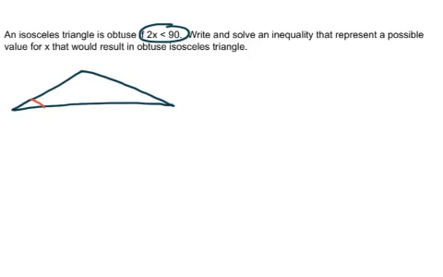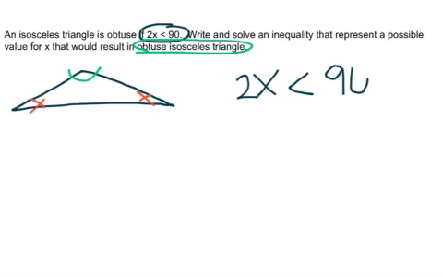So this value would be x. Those two values would be x. They would be the same because it's an isosceles triangle. And then this value here would be, because it's an obtuse isosceles triangle, greater than 90. So what this is saying is when we add these two together, 2x, those two values need to be less than 90 when we add them up.